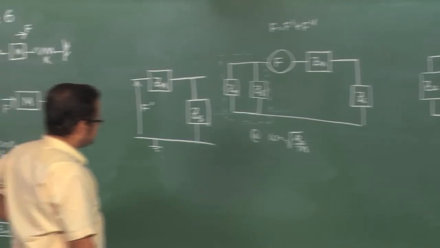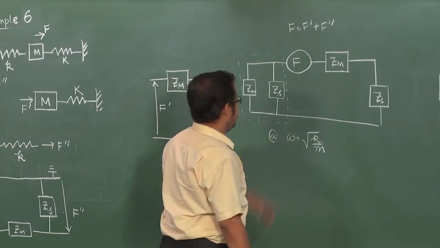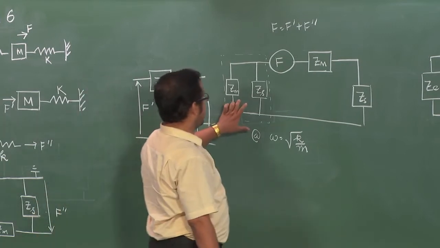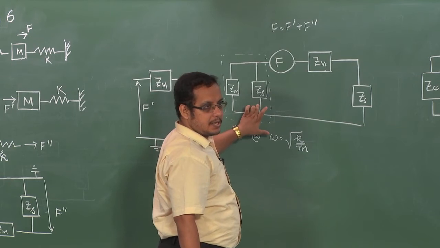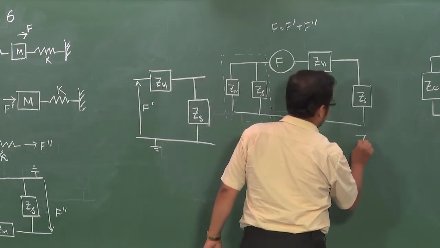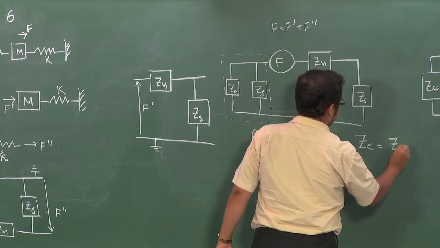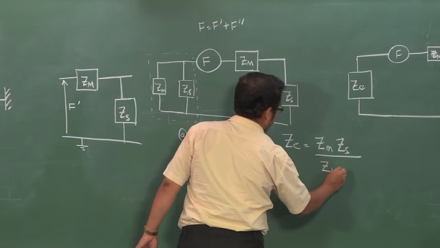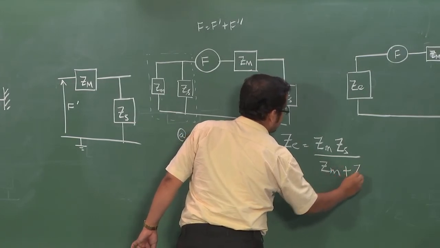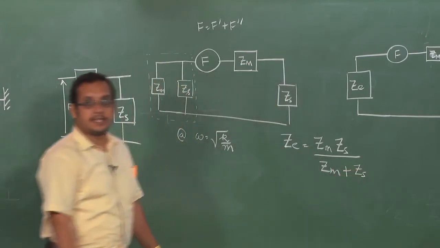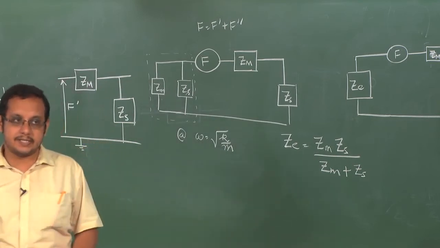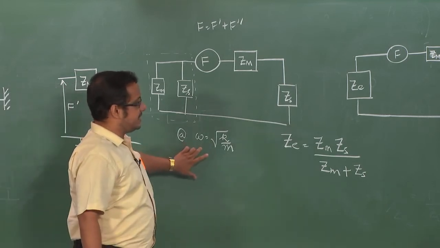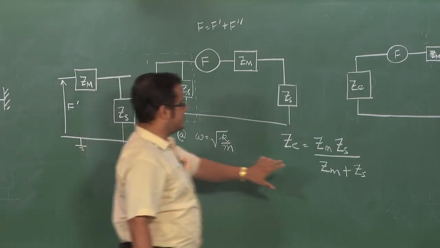So, now what is ZE in terms of Z small m and Z small s? These are two impedances in parallel. Therefore, the effective impedance has to be Z small m times Z small s divided by Z small m plus Z small s. That is the equivalent impedance of two impedances in parallel. So, what will happen at this frequency? Z small m plus Z small s will be how much?